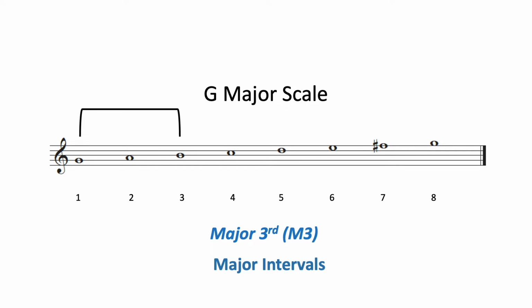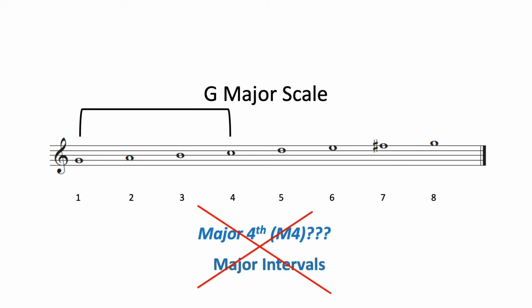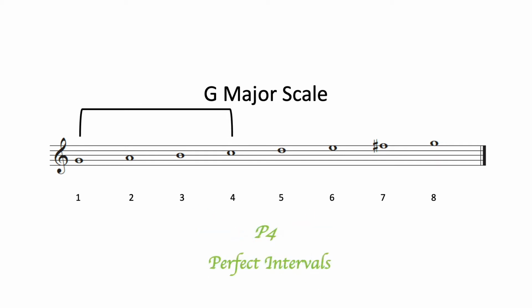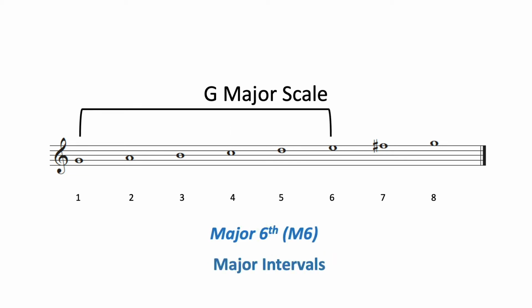So what about G to C? Is that a major fourth? No, it is not. Remember, that is a perfect fourth. So we can't have a major fourth, because that is a perfect interval. Same thing with the fifth, so we're going to skip over that. We'll go to the sixth, which is also a major interval. So G to E would be a major sixth. G to F sharp, of course, is the major seventh. All right, so those are the perfect intervals, and those are the major intervals.